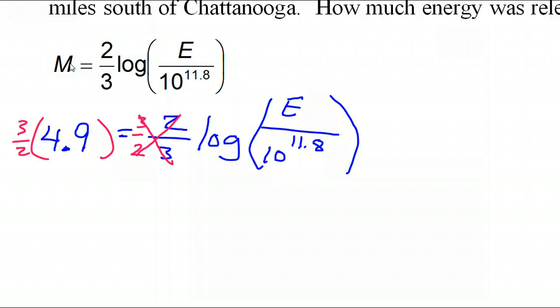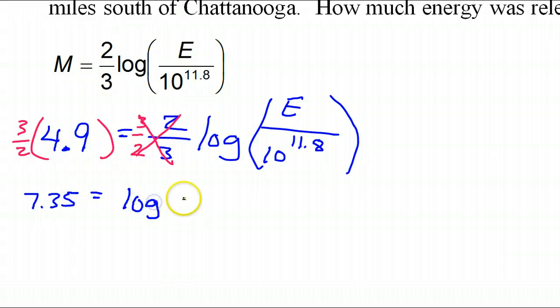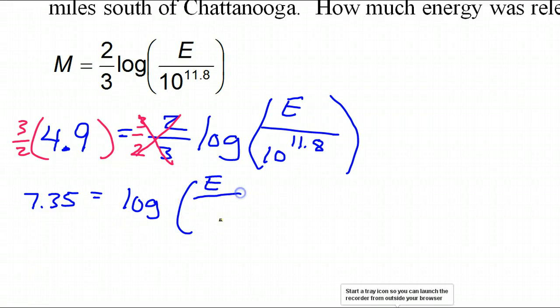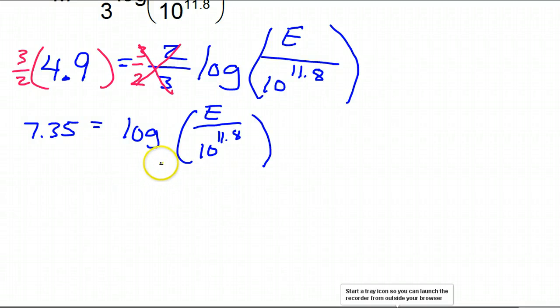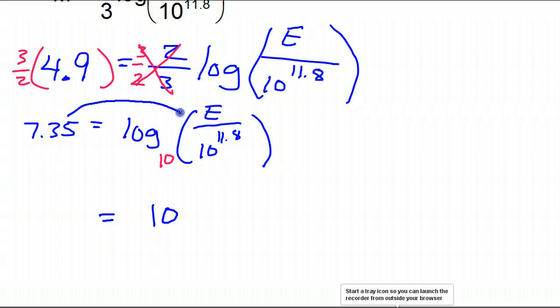So what we have is 7.35 is equal to the log of E over 10 to the 11.8 power. So now we need to get this E out of here, so we need to rewrite this in exponent form. That's what you do when you only have the log on one side. What is the invisible base here? That's right, invisible base 10. So we're going to bring down that invisible base 10 like so, and the rest of it is going to change sides.